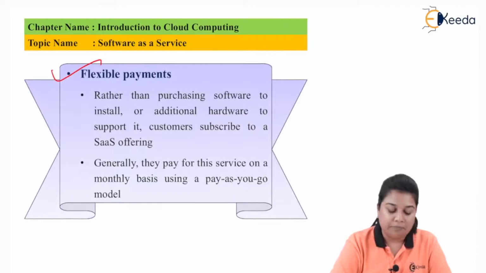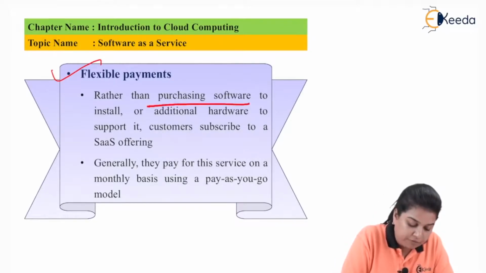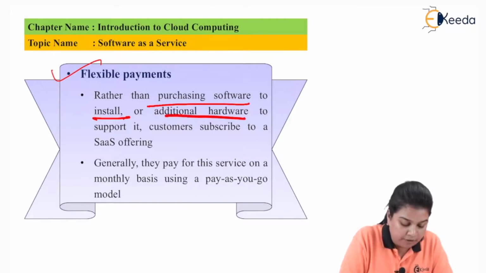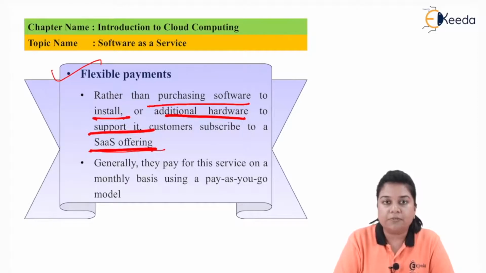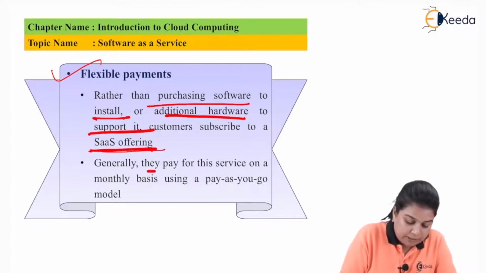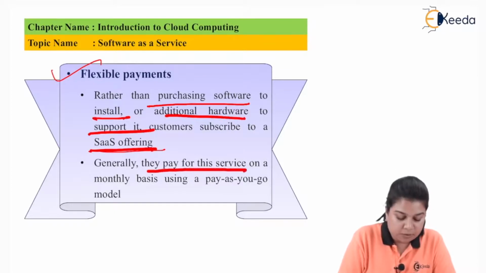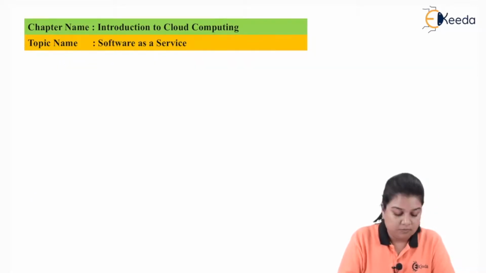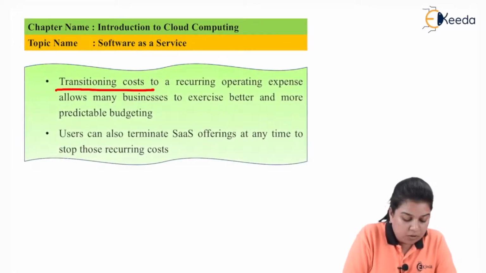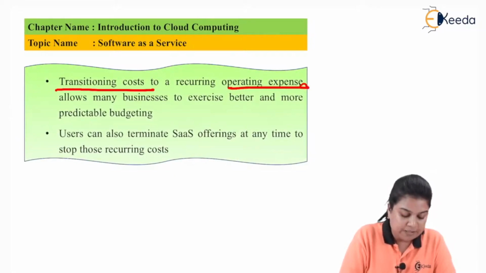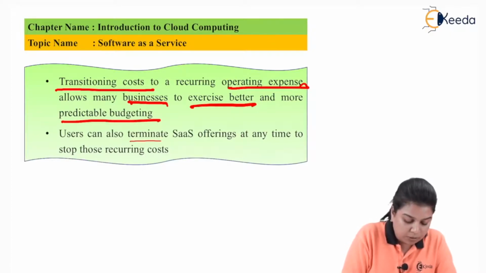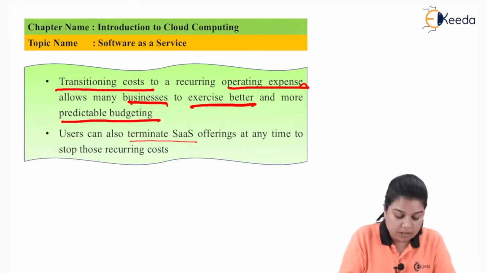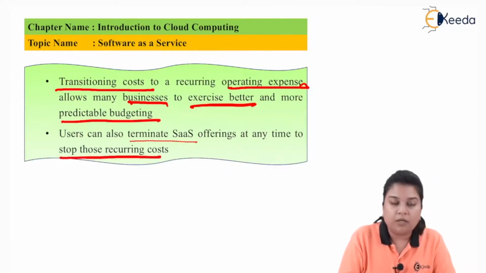Next is flexible payments. Rather than purchasing software to install or additional hardware to support it, customers subscribe to a SaaS offering, that is, a software as a service offering. Generally, they pay for this service on a monthly basis using a pay as you go model. Transitioning costs to a recurring operating expense allows many businesses to exercise better and more predictable budgeting. Users can also terminate software as a service offerings at any time to stop those recurring costs.